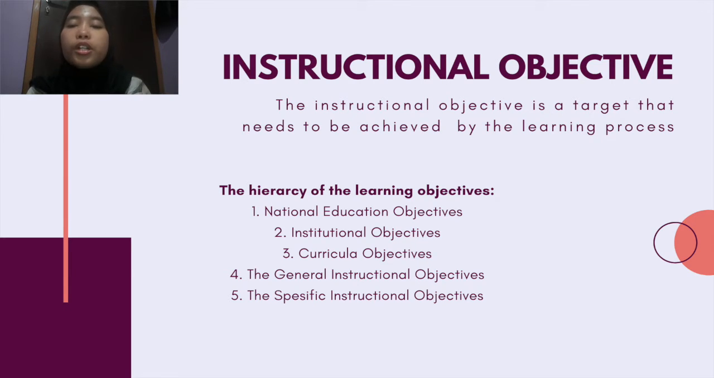And then below the institutional objective, in the third place in the hierarchy, there is the curricular objective. The curricular objective is an explanation of the institutional objective. This includes the objective of each subject, and we can see it from the GBPP, or garis-garis besar program pembelajaran, of each subject. So the accumulation of each curricular objective makes up what we call the institutional objective.